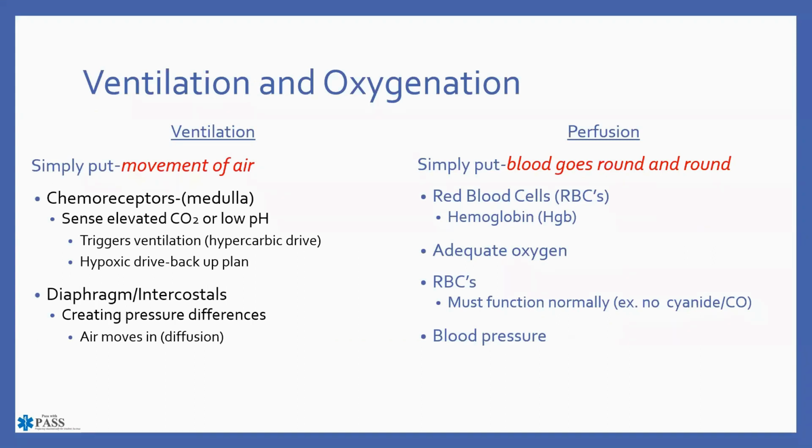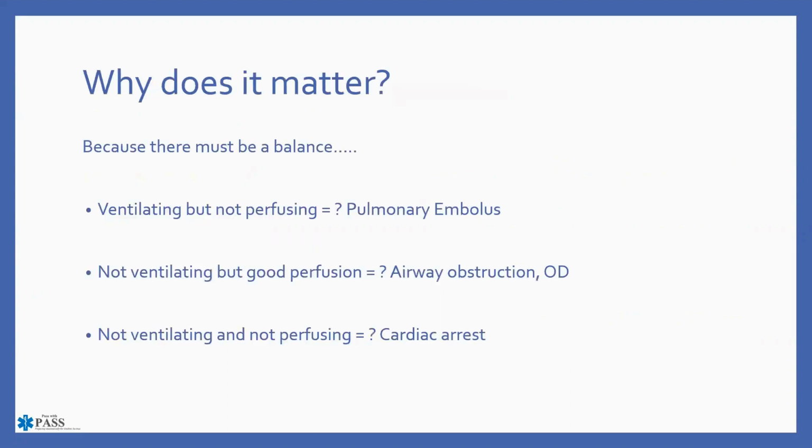So they have to have adequate oxygen. The red blood cells must be functioning normally, therefore no cyanide or carbon monoxide, as we just mentioned. And then they have to have an adequate blood pressure. If you don't have adequate blood pressure, obviously you're not ejecting from that left ventricle. You don't have good cardiac output, and therefore you're not going to have good perfusion.